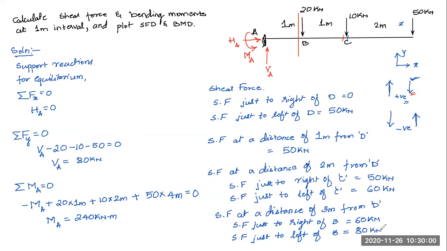kilonewtons, okay, and this will be continuing up to point A. Okay, to the right side of point A, it will be still 80. Once I cross point A, what will happen? This 80 plus VA, which is again 80 upwards. So both will become zero. They will result in zero. So that is the shear force value at that point A.